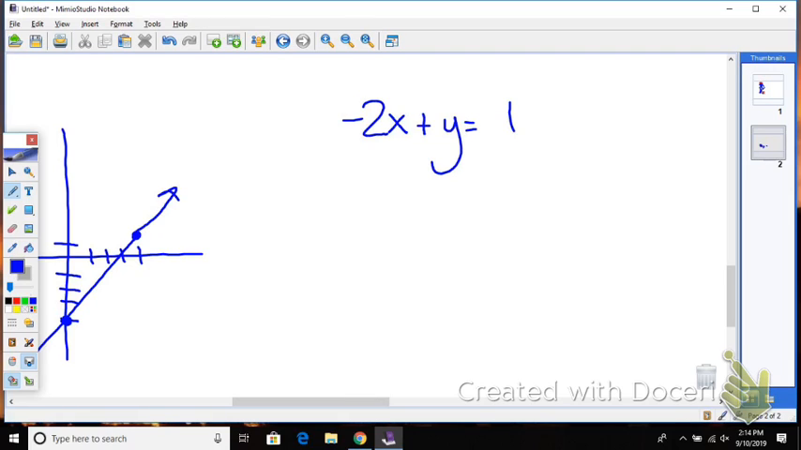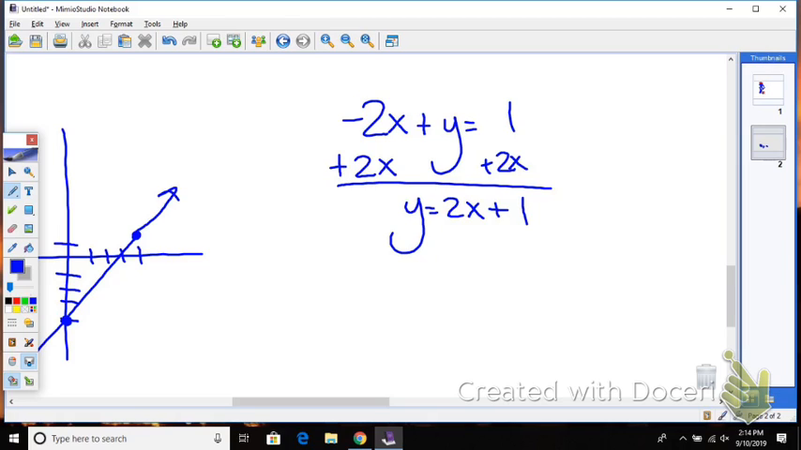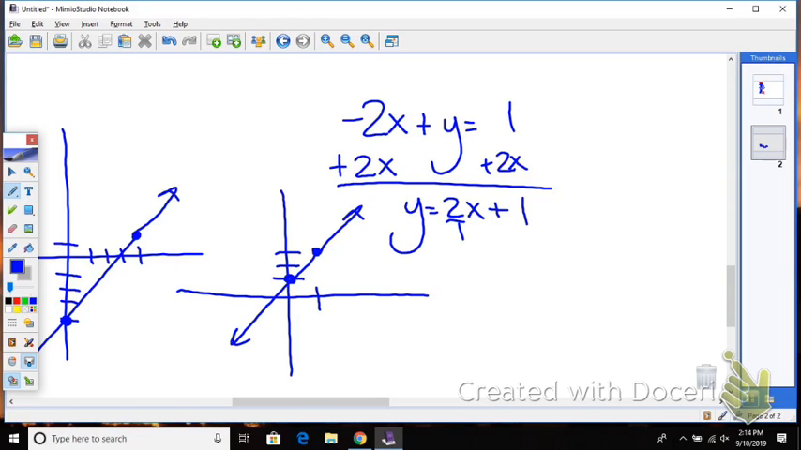Okay, I'm going to move 2x by adding it to the other side. So I have y equals 2x plus 1. Where do I start this graph? 1 on the y. And then this just says 2, so 2 over what? 2 over 1. 2 over 1, so I'm going to rise 2 and run 1. And my graph looks like that. Good? Easy enough for today?